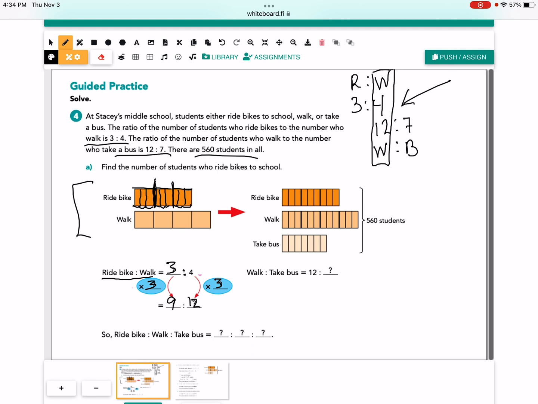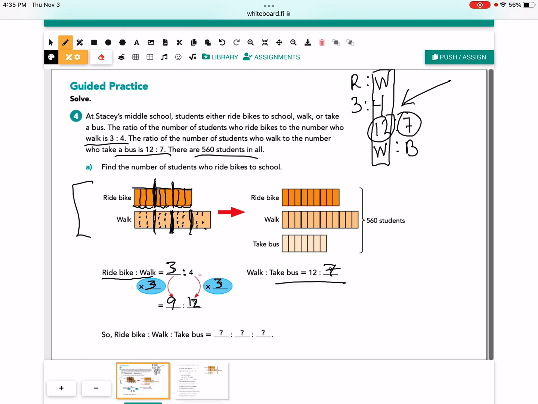And we can do the same thing with walking. Here are the original bars. I'm going to make them in dark black. And if we subdivide each of these into 3 groups, we have 3 times 4, which is 12, which is the number we wanted because of our ratio here, 12 to 7 for walkers to the ones who take the bus. That ratio being 12 to 7 right here.